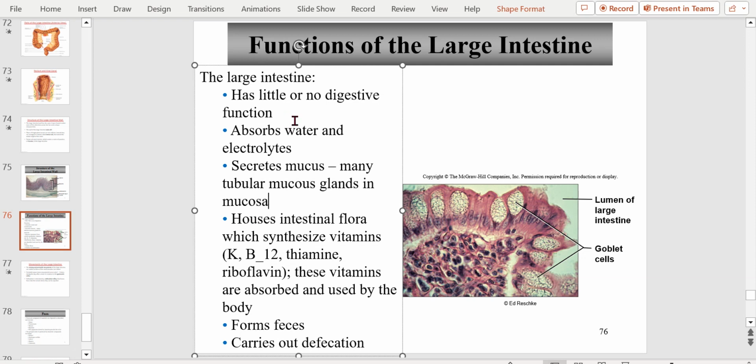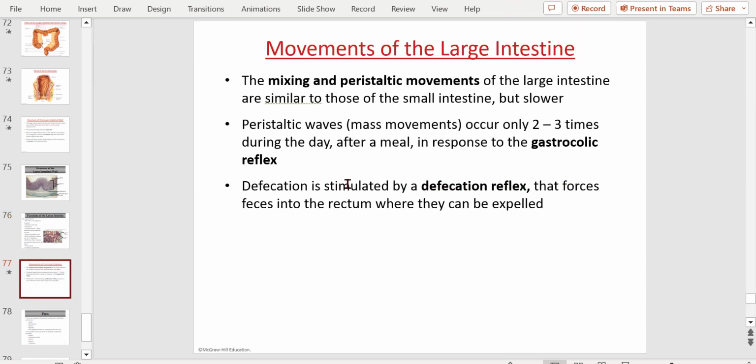The large intestine has little or no digestive function. It absorbs water and electrolytes, secretes mucus, houses intestinal flora, everything we've already talked about, fecal compaction, and carries out defecation. The mixing and peristaltic movements of the large intestine are similar to those of the small intestine, but slower. We're at the end of the line here, right? These peristaltic waves, mass movements, occur only 2 to 3 times during the day after a meal in response to the gastrocolic reflex. Defecation is stimulated by the defecation reflex that forces feces into the rectum where they can then be expelled.